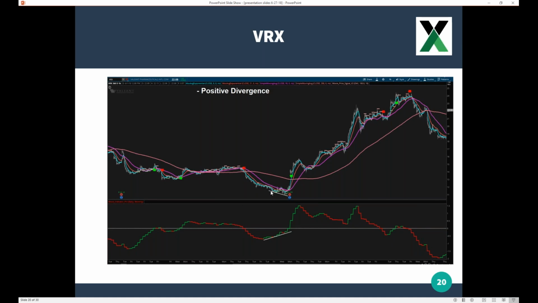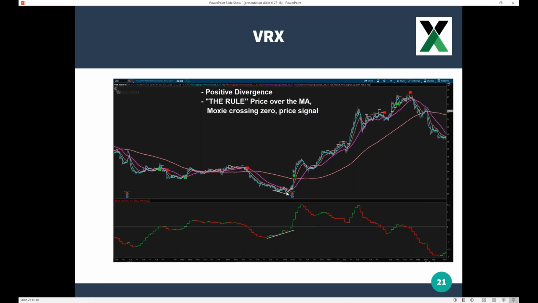And what we're looking at here is price going down, but now we have the Moxie indicator starting to move up, and that is the divergence that we are looking for to initiate a trade. And then the next thing we're looking for is we want the rule. And the rule is we want price over the moving average, which is here. Now, mind you, this is earnings, so it got a little bit of a jump, but let's just assume that this wasn't earnings and that this actually happened smoothly. But what we got next was the Moxie indicator crossing through 0, and we got our trigger.